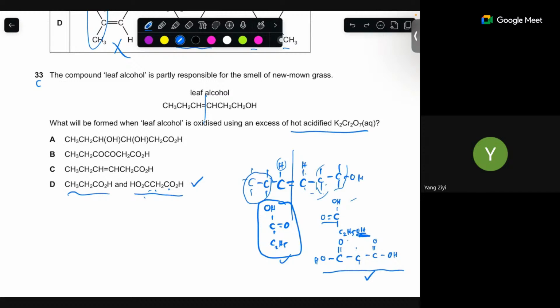Responsible. What will be formed if leaf alcohol is oxidized using excess of hot acidified? And this. Carboxylic acid.